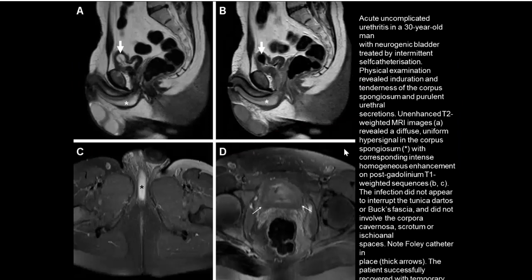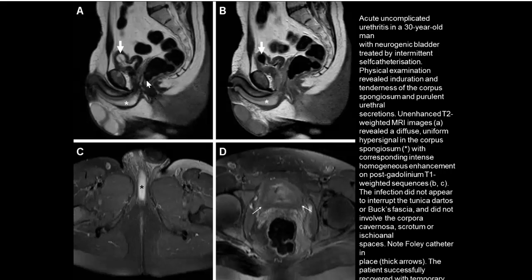Urethritis. Urethritis is another type of lower urinary tract infection. We see signs of urinary tract infection: edema of the wall, increased vascularity, and enhancement. This is acute urethritis, complicated in this man with neurogenic bladder.